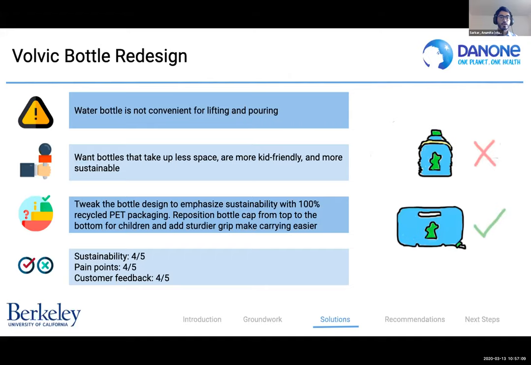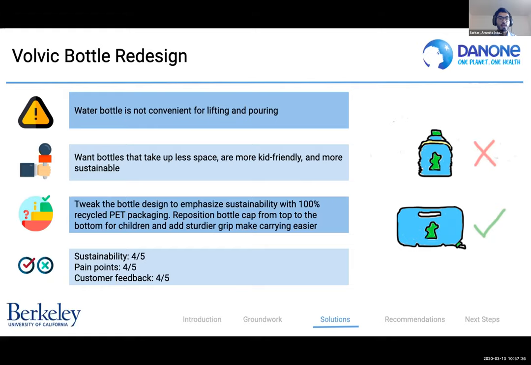Thank you. So we are investigating a third possible solution. This is called the Volvic bottle redesign. We realized that some users have trouble lifting and pouring the bottle. So we could come up with a better design to reposition the bottle cap from top to bottom to make it easier for all people to use, and add a sturdier grip to make carrying easier.